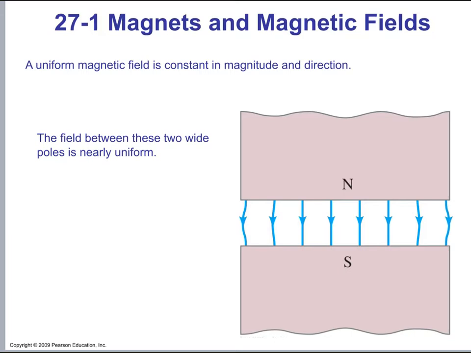Now, we talked about uniform electric fields a lot when we were talking about electric fields, and we noted that if you had two parallel plates of a capacitor oppositely charged, you could get a uniform electric field. Well, if you have two wide poles, you can get a magnetic field that is uniform as well. And so we're going to see that uniform magnetic fields are also very important. They have a lot of applications, and so this is one of the ways that you can create them.